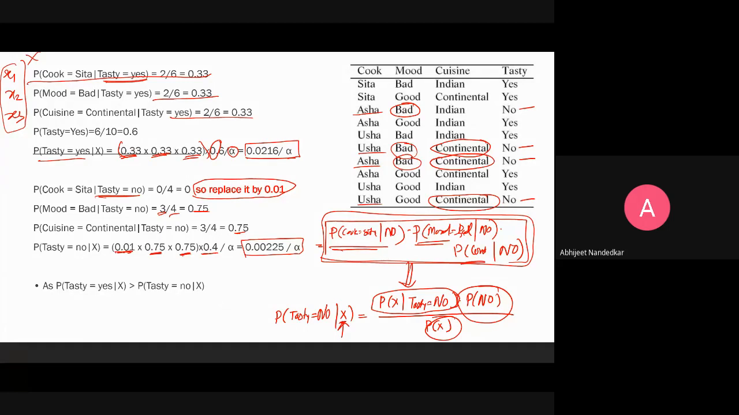Now as probability of taste equal to yes, given the input x, is greater than probability of taste equal to no given x, I can declare that x is classified as belonging to the tasty class. Okay, so you can see that I have not calculated the value of alpha or the value of probability of x. Without calculating that, I can directly tell you what the answer is.